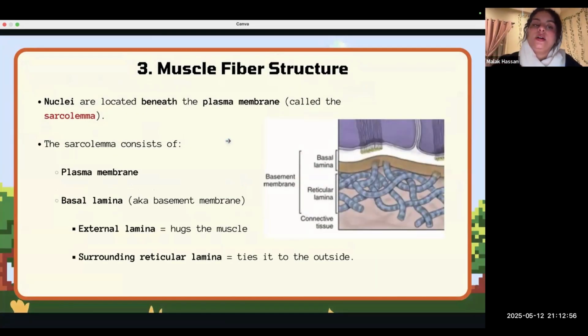Now, nuclei are located beneath the plasma membrane, and the plasma membrane is called the sarcolemma. The sarcolemma consists of a plasma membrane and a basal lamina, which is also called the basement membrane. So you have the plasma membrane and the basal lamina, right? The basal lamina has an external lamina which hugs the muscle, and it has a reticular lamina, which ties it to the outside.